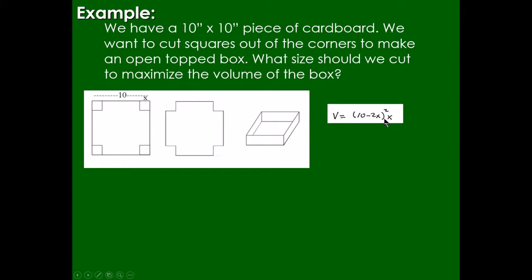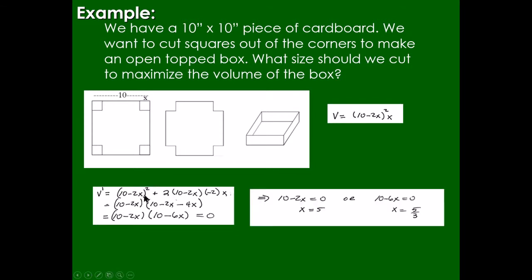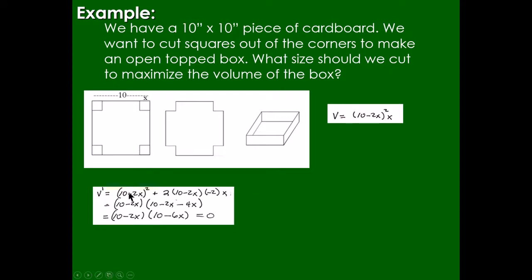I'm going to go ahead and just take the derivative of that using the product rule rather than multiplying that square out and see what I get. So I have the first times the derivative of the second plus the second times the derivative of the first. I can factor out a 10 minus 2x from both of these terms. So then I'm left with one of these 10 minus 2x, and this mess becomes 2 times negative 2 times x, so negative 4x. So I end up with 10 minus 2x times 10 minus 6x equals 0.